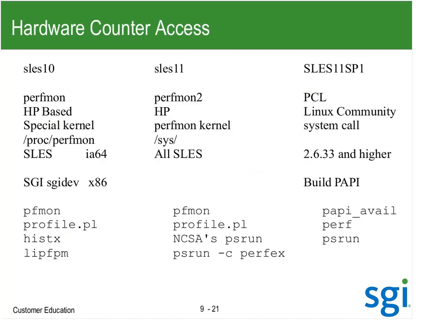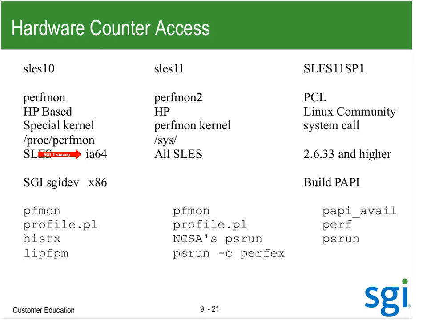Now it gets real messy at this point because hardware counter access has only been standard since SLES 11 SP1. Back in SLES 10, HP, Hewlett-Packard, had an interface known as perfmon. They had a command named pfmon. So it was known as the perfmon interface, and it was a special kernel. Now, SLES integrated that into the IA64 kernel, but not the x86 kernel.